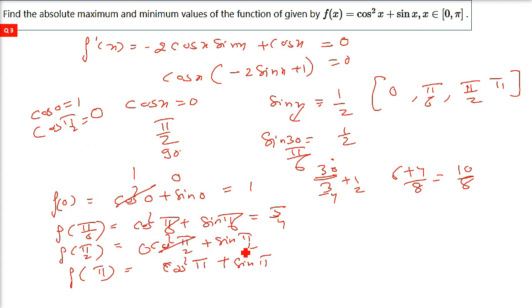Sin pi by 2 is 1. When we square we get 1. Again this is sin pi and cos square pi, again 1, because sin n pi is 0. Now you see we got 3 1s and 1 5 by 4.